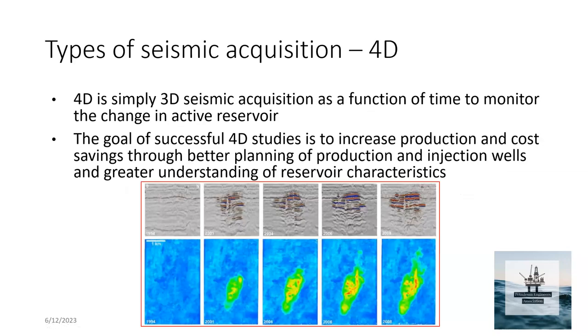We have another type of acquisition, which is called 4D. 4D is simply like 3D seismic acquisition, but in function of time, to monitor the change in the active reservoir. So you use the same acquisition settings to produce the same seismic along the years. For example, from 1994 until 2008, you produce the same seismic along the years to monitor what is happening inside the reservoir.